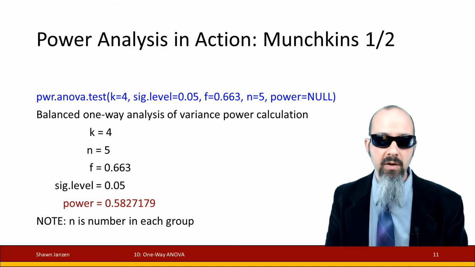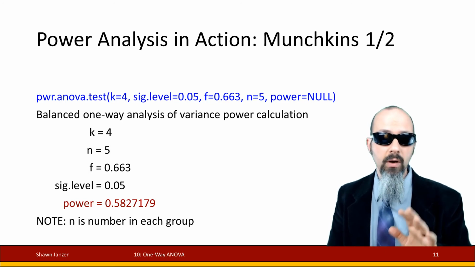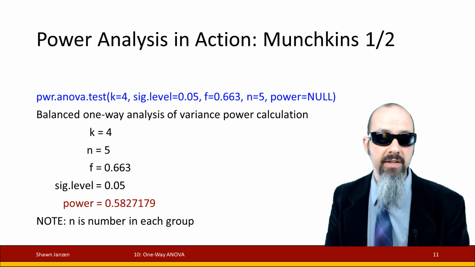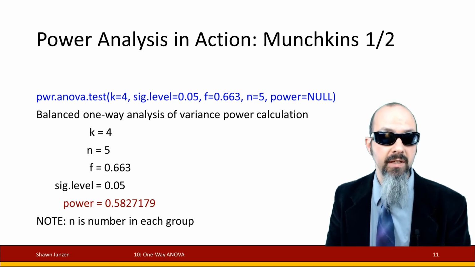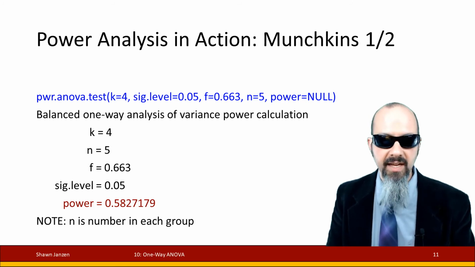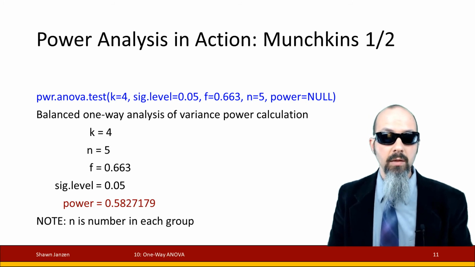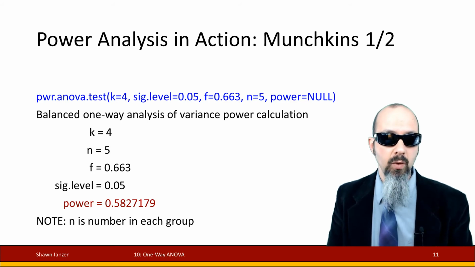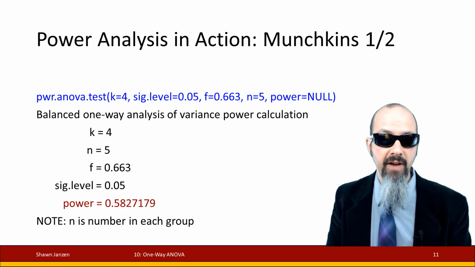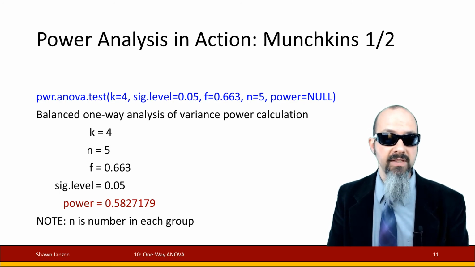And like most power analyses, I specify 4 of the 5, and the 5th one I leave as null, and when I generate my power analysis, it's going to tell me that missing item. In this case, I want to know what was the power of the test from that example. Well, I had 4 regions of Oz, north, south, east, and west, so k is equal to 4. I had an alpha of 0.05, so I'm plugging in 0.05 as sig level.